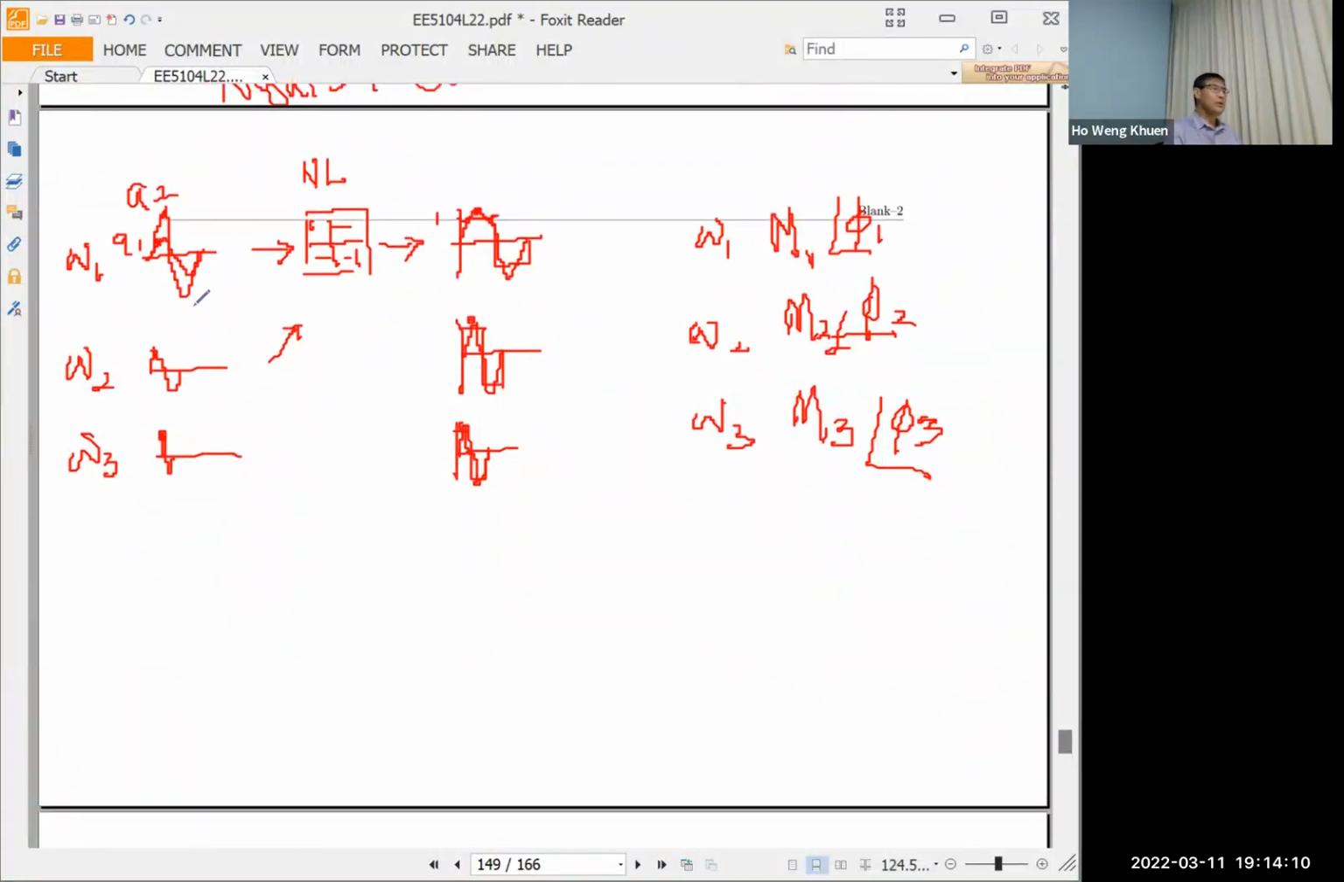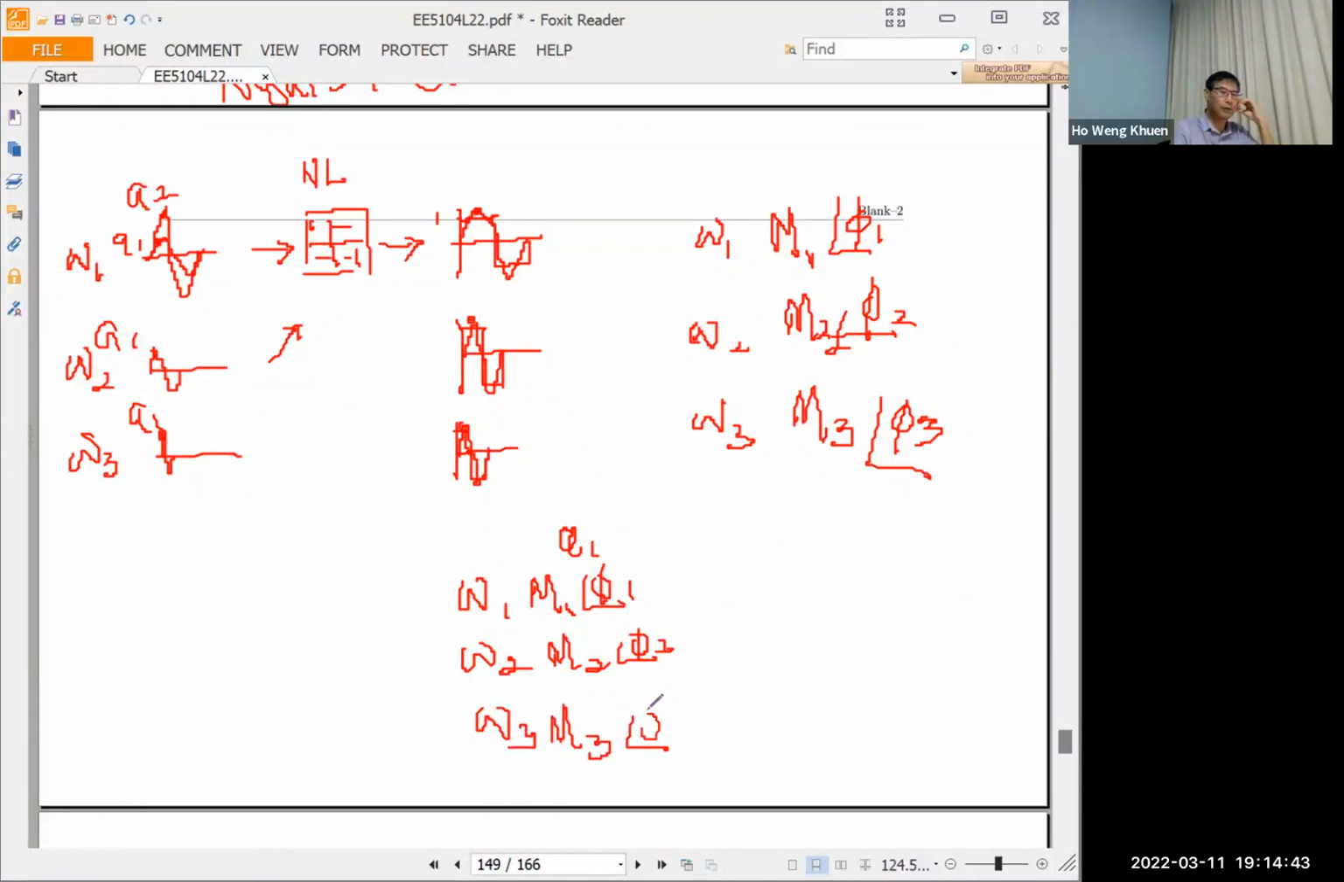So assume we go and do this. I already do A1, so all these are A1. I got this, so I go and draw something first. So I got A1. So I will get M1 phi 1. So this is omega 1. Then omega 2, M2 phi 2, omega 3, M3 phi 3. So I copy this down.